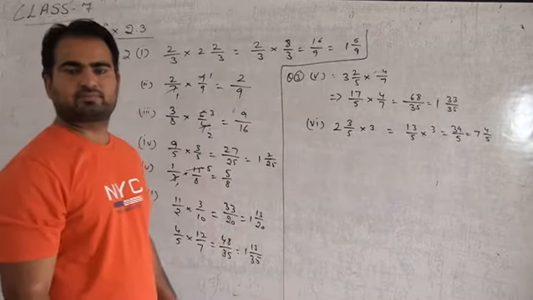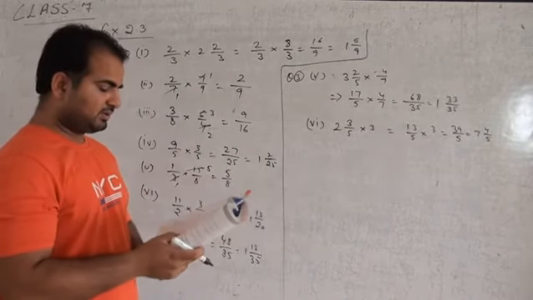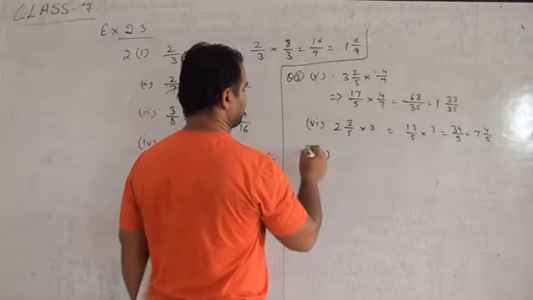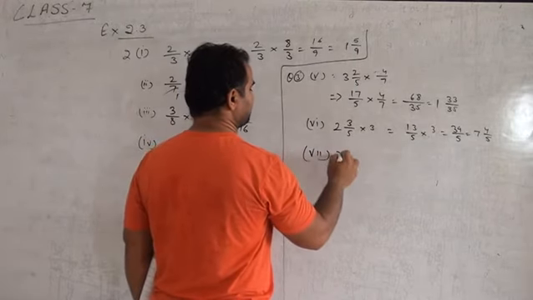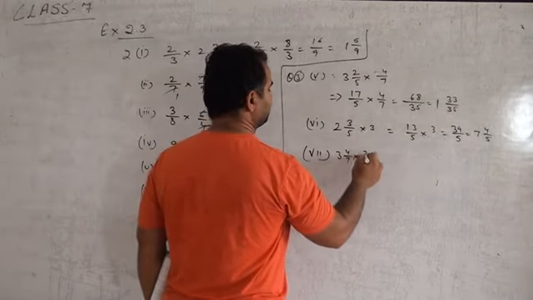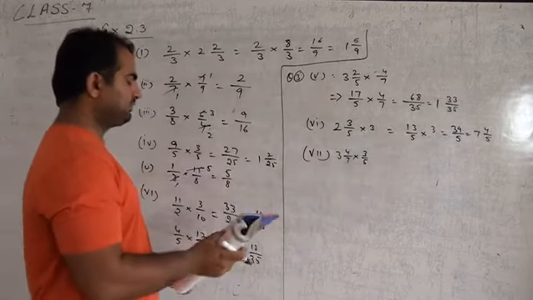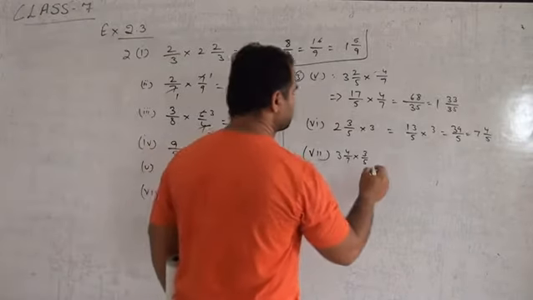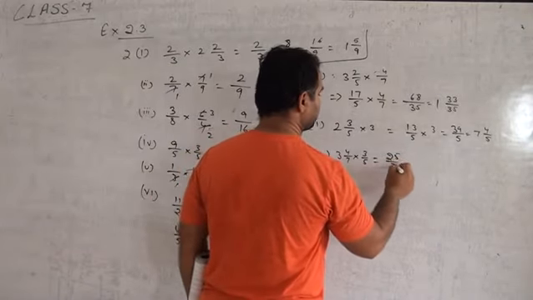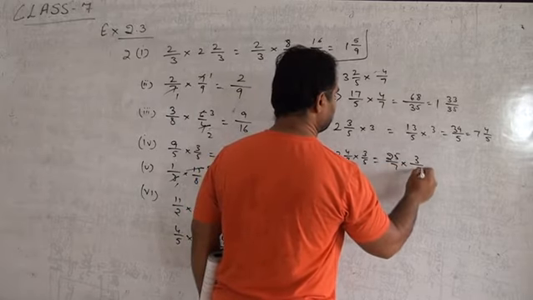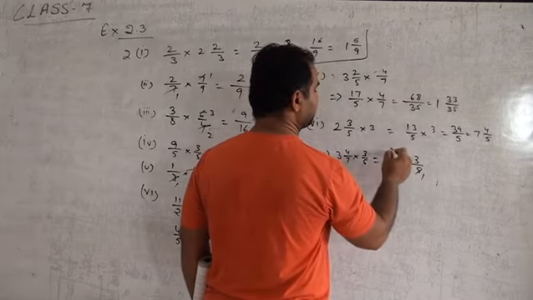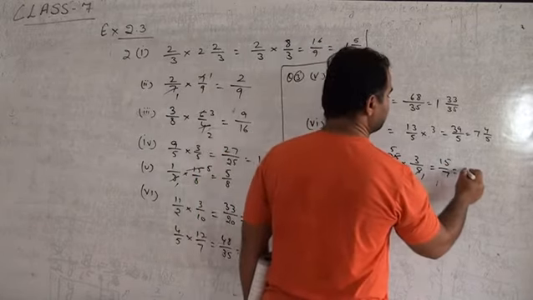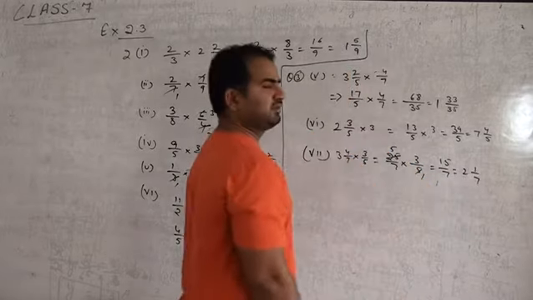The answer. Next, 3 4 by 7 into 3 by 5. 3 4 by 7 into 3 by 5. Done. So it will be 7 times 3 is 21 and 4, 25 by 7 into 3 by 5. 5 on the 5 and 5 5s are 25. It will be 15 by 7, or we can say that 2 1 by 7. The final answer.